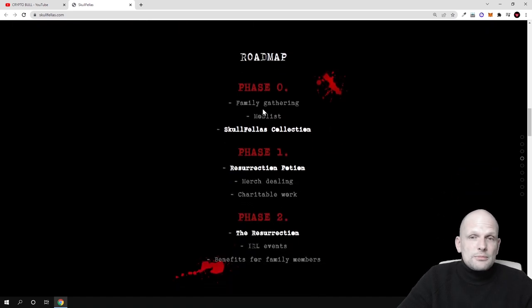And here is the roadmap guys: finally gathering Mobilist and the Skull Fellas collection, resurrection potion, merch dealing, charitable work. There will be merch with these different types of NFTs which you will be able to acquire. For example, if you have an NFT, you will be able to get merch with your NFT on it, which will be sold with this project. Phase 2, as you see, the resurrection and IRL events and benefits for family members. So everyone who will be holding these NFTs, like with many other projects, will get different benefits and treats.